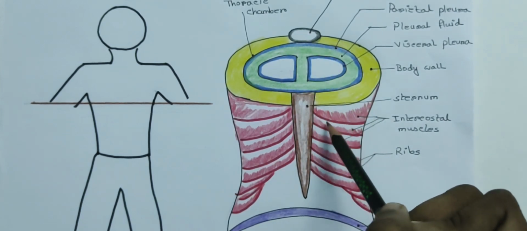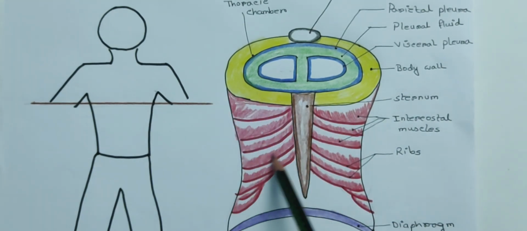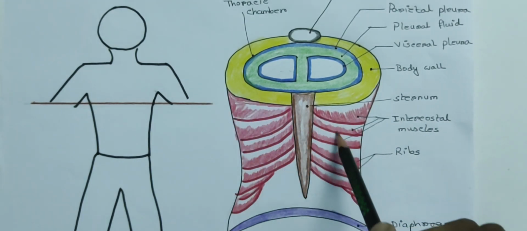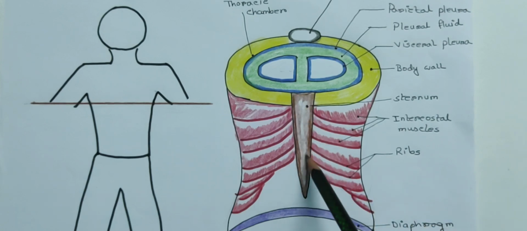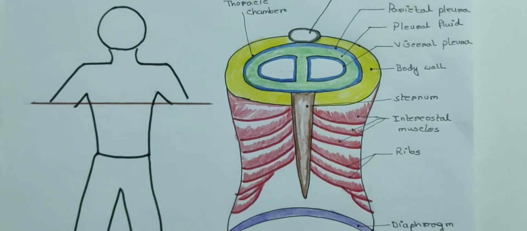And below that part is the total thoracic cavity. There is a rib cage, within which there are intercostal muscles, at the front there is the sternum, and below there is the diaphragm. Below the diaphragm is the abdominal cavity, and above the diaphragm is the thoracic cavity. So by the anatomy we can find our thoracic cavity like this. These are all the structures of the respiratory system.